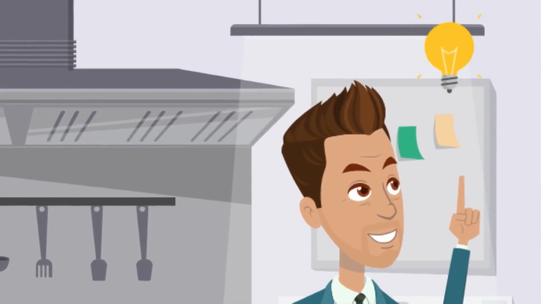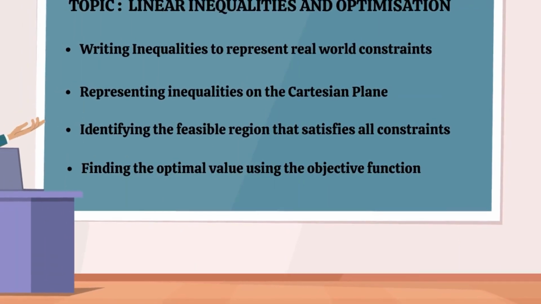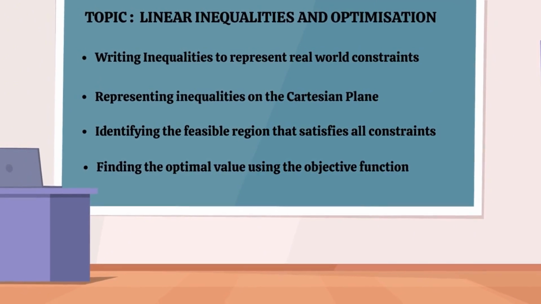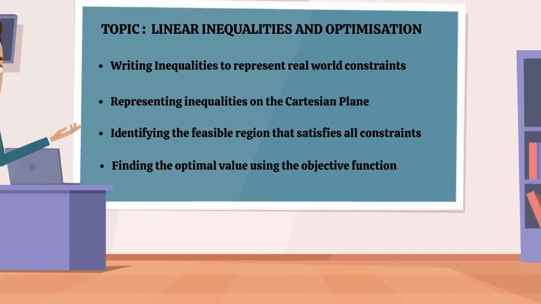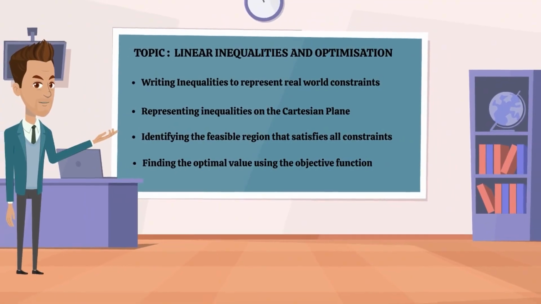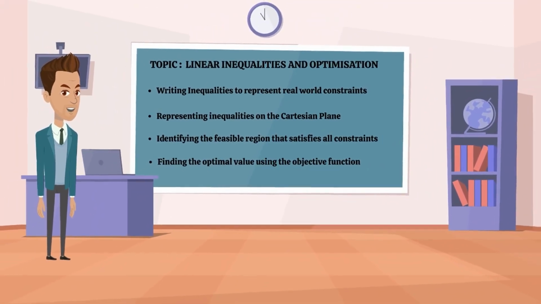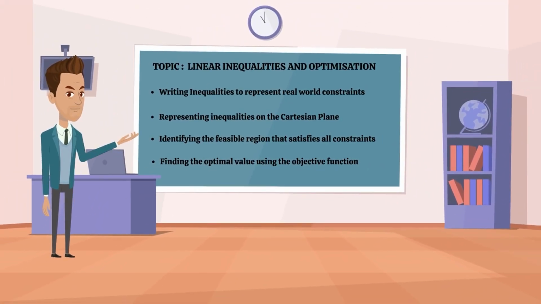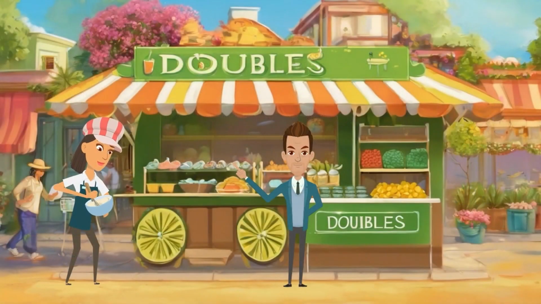for breakfast. So students, the topic for today would be linear inequalities and optimization, and we would be writing inequalities to represent real-world constraints, represent inequalities on the Cartesian plane, identify the feasible region, and find optimum values using an objective function. I see my favorite doubles lady is hard at work this morning, but what shall I buy?